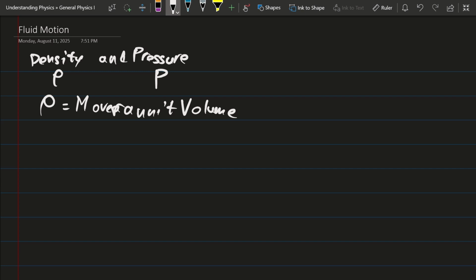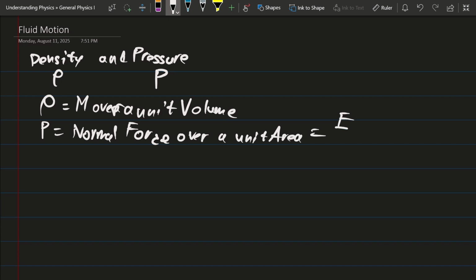And another one is pressure. Pressure is basically the normal force per unit area, and this can be written as F over A. So basically, within a fluid, it is much more conventional for you to take the idea of density for your mass and pressure for your forces.